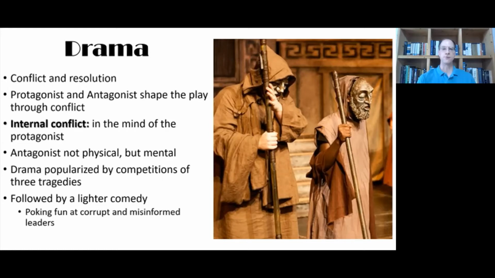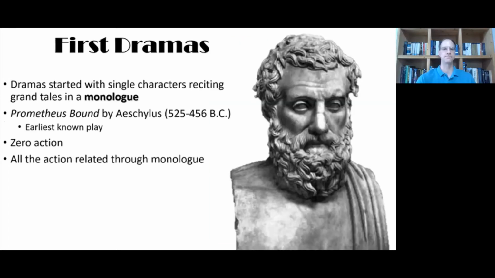The popularity of drama later developed out of competitions where three dramatists would have their plays performed. They were usually tragedies. These were usually followed by a lighter comedy, which usually used humor and jokes to poke fun at the corrupt and misinformed leaders of their time. Drama started out as mostly single characters reciting grand tales in monologue. One of the earliest known plays was Prometheus Bound by Aeschylus. It has no action. The protagonist, Prometheus, is chained to a rock and relates all the action through monologue.